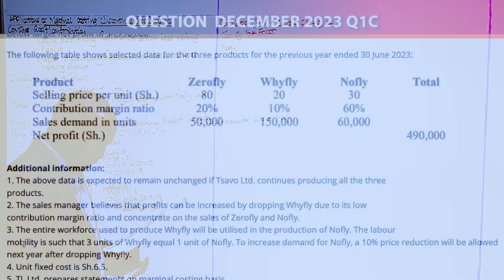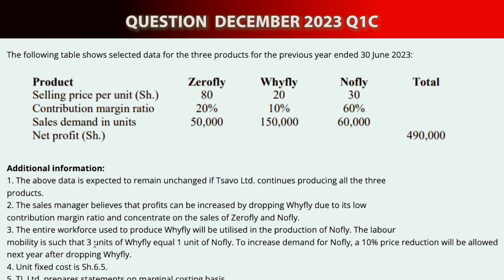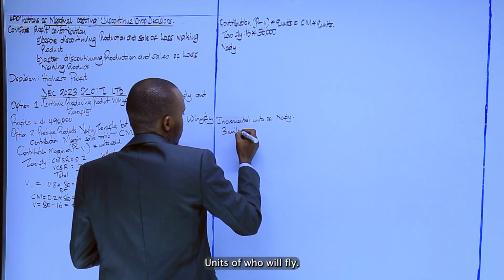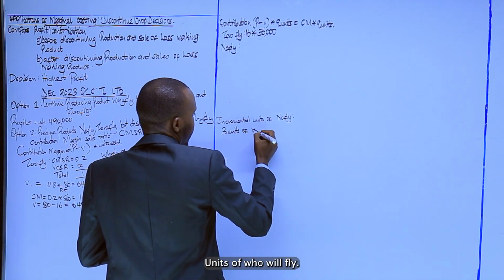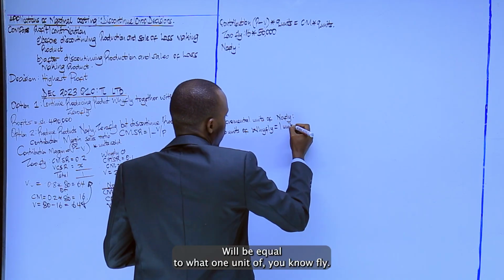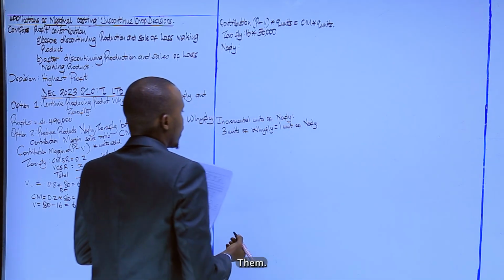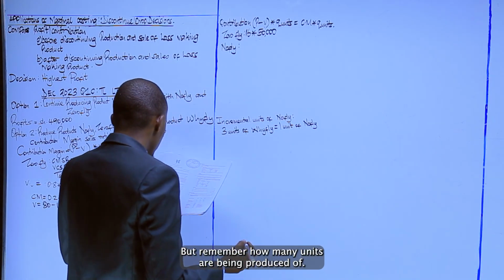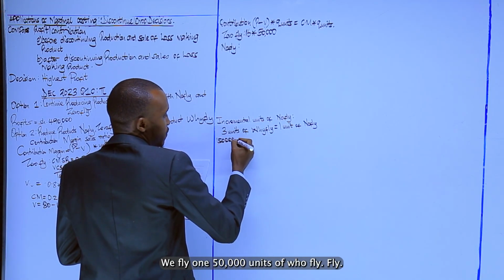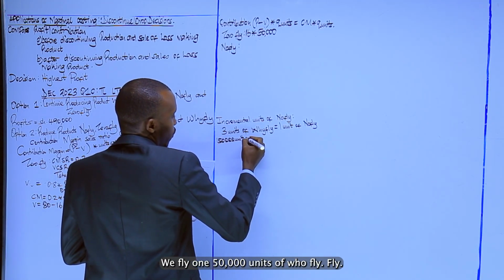Such that the labor mobility is such that 3 units of Y fly will equal 1 unit of no fly. So 3 units of Y fly will be equal to 1 unit of no fly. But remember, how many units were being produced of Y fly? 150,000 units of Y fly.